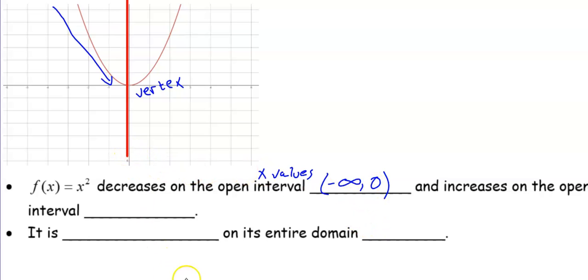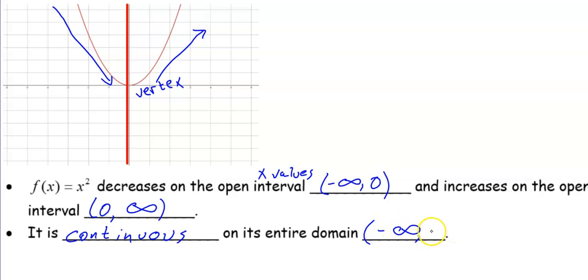And then what happens here? When we hit the vertex, the graph starts getting bigger. It starts increasing again. As we read x from left to right, y goes up. And so we increase from 0 to positive infinity. And why I don't use a bracket this time is that 0 is neither included in the decreasing part nor the increasing part. 0 is exactly that point in the middle. And as you noticed, we were continuous on all real numbers in my domain. No matter what I put in, as I trace my graph from left to right, I never pick up my pencil.